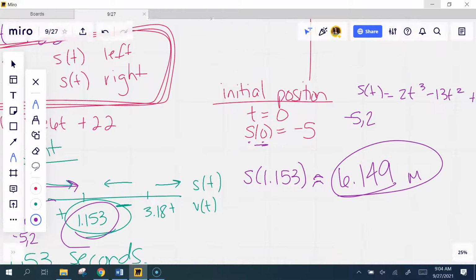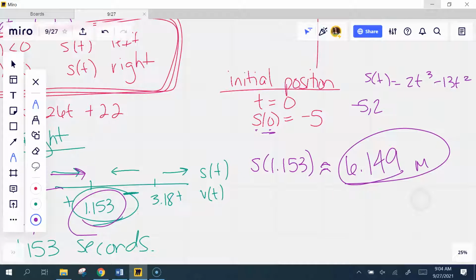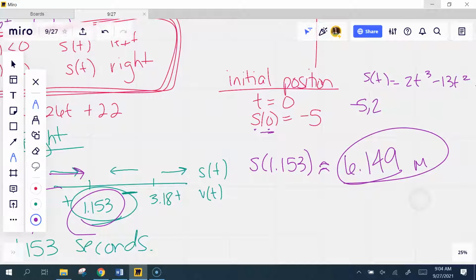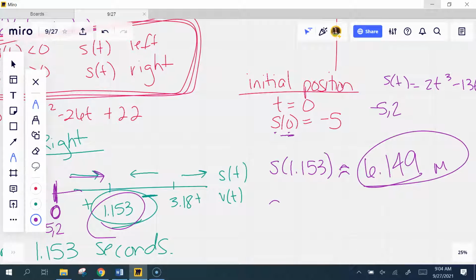Okay, then I get to 1.153 seconds and my bug stops and goes, I need to go the other way, right? And he moves the other way until I get to the total time, 3.18. So where is he at 3.18 seconds? So use your stow again. This time stow x is 3.18, enter, negative 2.186. Does that make sense that that's where he is?